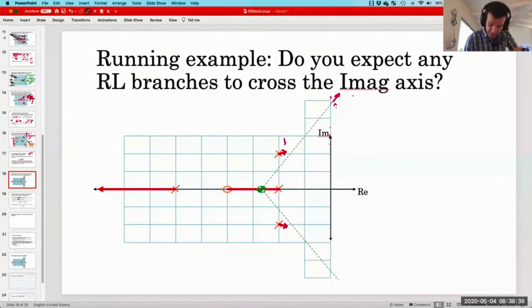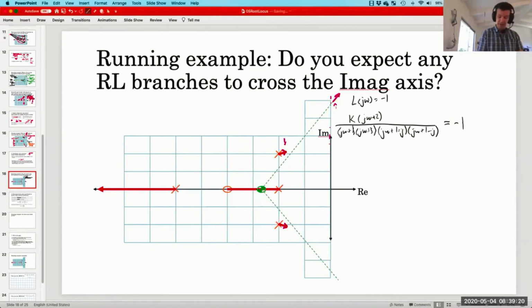Okay, so we are trying to solve the following equation. It starts off harmless enough, right? We're just trying to find the omega that makes that true. This couldn't be simpler, except that our L function is kind of heinous. j omega plus 2. Oh, this is not a good time to lag. We've got a lot of writing to do. j omega plus 1, j omega plus 3, j omega plus 1 plus j, j omega plus 1 minus j. And we're trying to solve for the omega that makes that fraction -1.